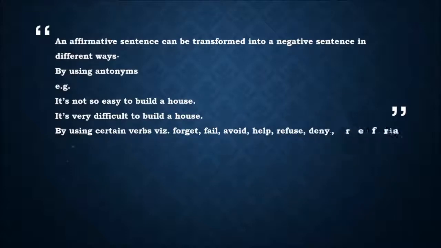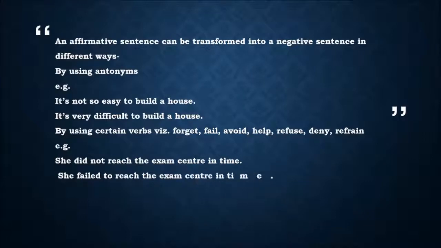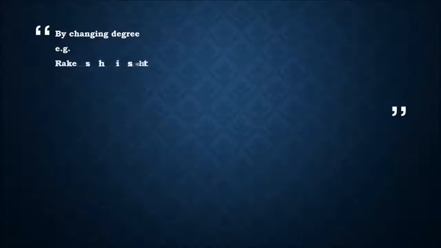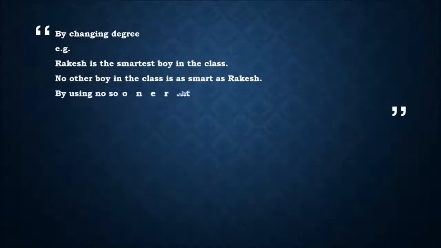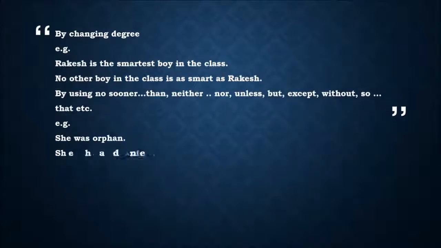C. By changing degree. E.g. Rakesh is the smartest boy in the class. No other boy in the class is as smart as Rakesh. D. By using no sooner than, neither, nor, unless, but, except, without, so, that, etc. E.g. She was orphaned. She had neither father nor mother. Every man has a failure. There is no man without a failure.